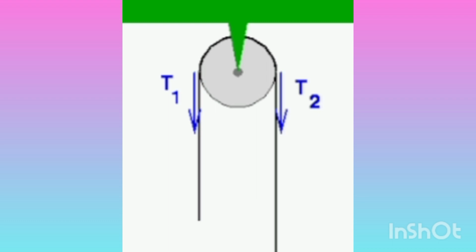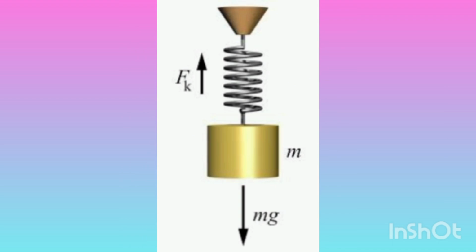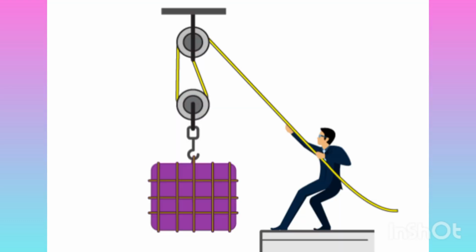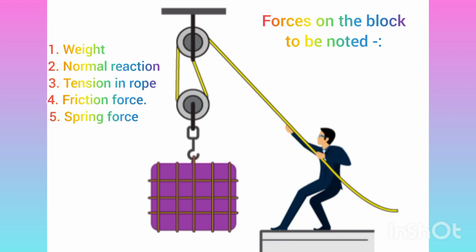Sometimes there might be a spring connected to the rope also. At that time we have to see the spring force and mark it with the proper direction. So there are no other forces apart from weight, normal reaction, tension in the rope, spring force and friction. Just keep in mind these 4-5 forces and draw the free body diagram with a very cool head.